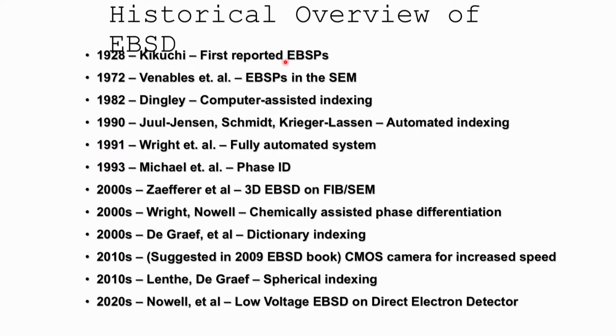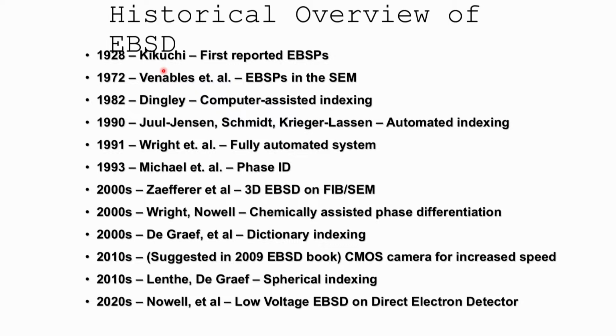Anyway, he said Kikuchi, from Kikuchi patterns in TEM, put a film on the back side, so in back reflection mode, or back scattering mode, he saw EBSD patterns in 1928. So about the time electron microscopes, TEMs, were first getting started, there was a record in a paper of somebody who saw an EBSD pattern. All right, so that's kind of cool.